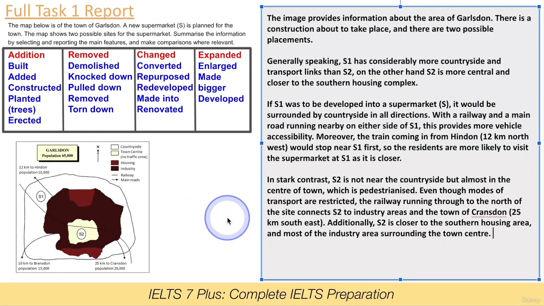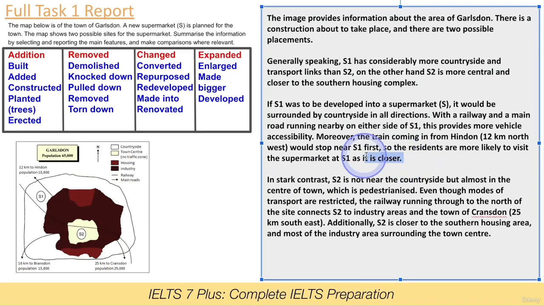In stark contrast, S2 is not near the countryside, but almost in the centre of town, which is pedestrianised. Even though modes of transport are restricted, the railway running through to the north of the site connects S2 to industry areas and the town of Cranston, 25 kilometres southeast. Additionally, S2 is closer to the southern housing area and most of the industry area surrounding the town centre.